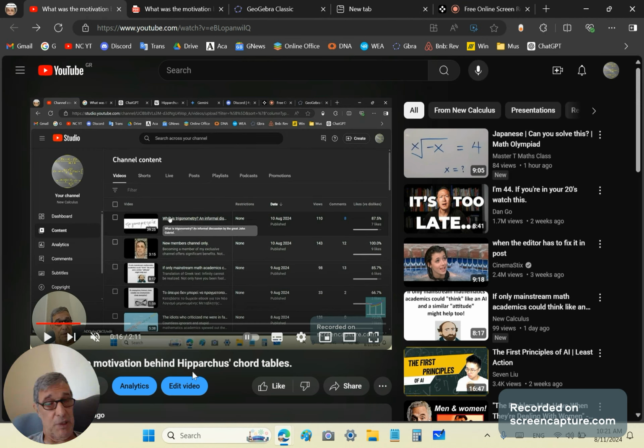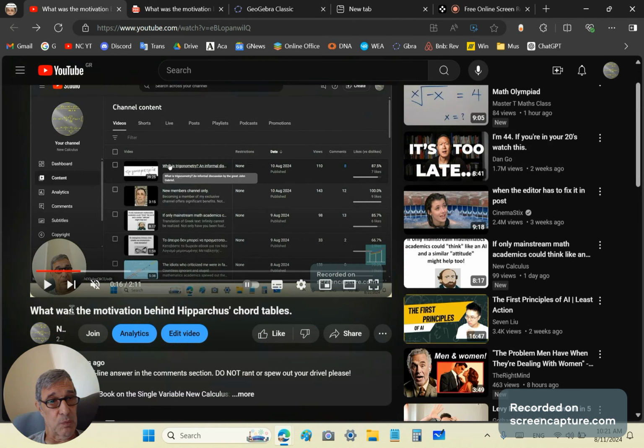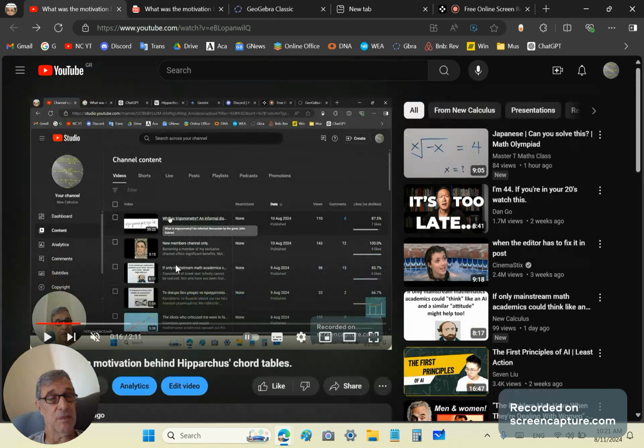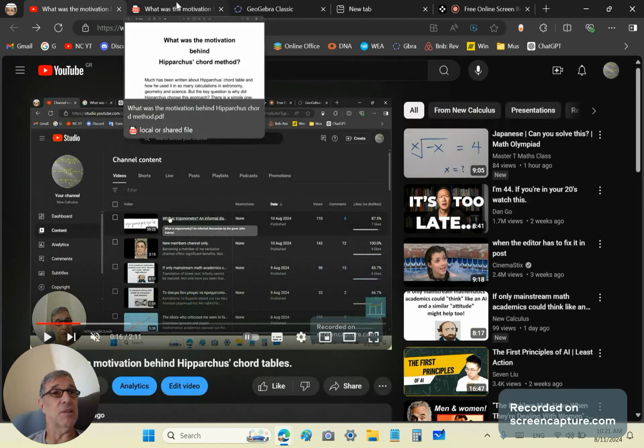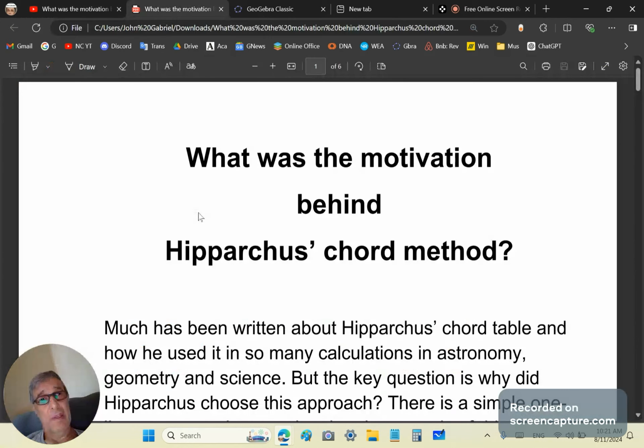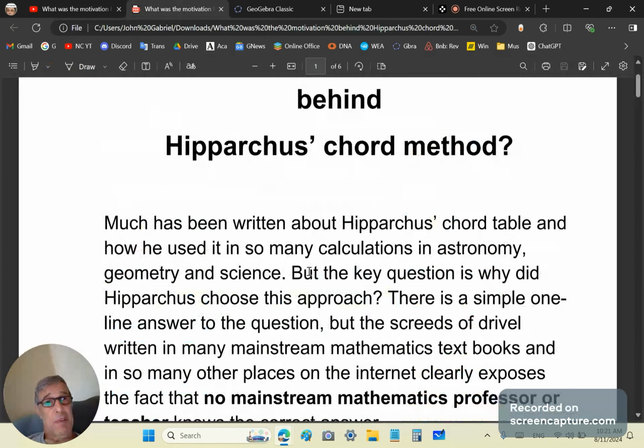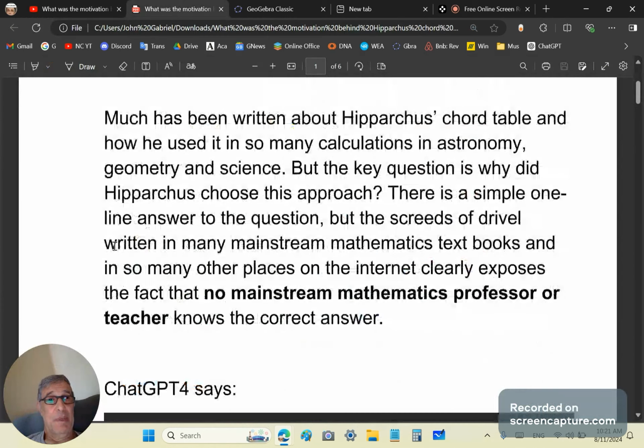So in a previous video, I asked the question, what was the motivation behind Hipparchus's chord tables? And like I said, I was going to answer it. So here is the answer. Now, much has been written about Hipparchus's chord table and how he used it. But the key question is, why did Hipparchus choose this approach?